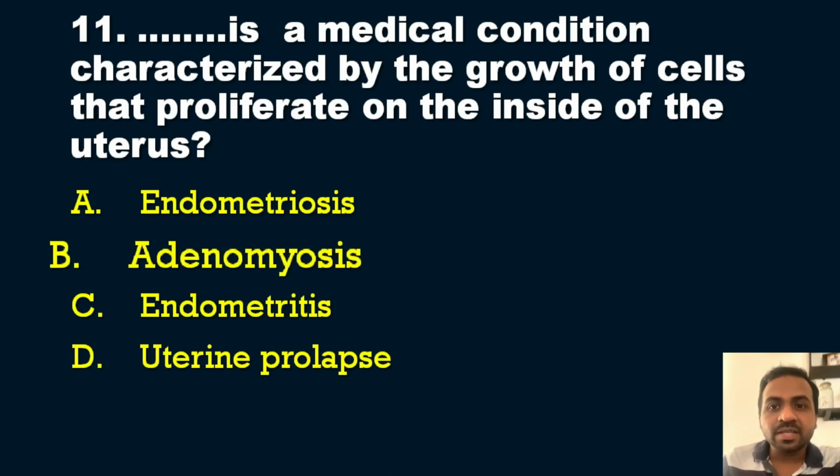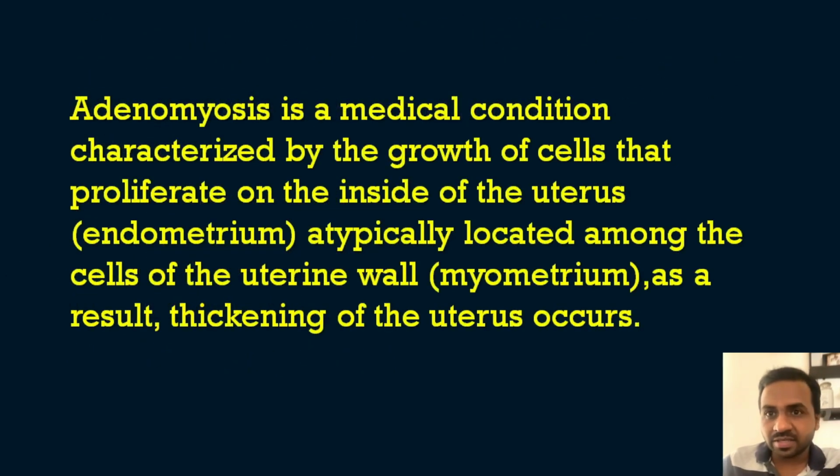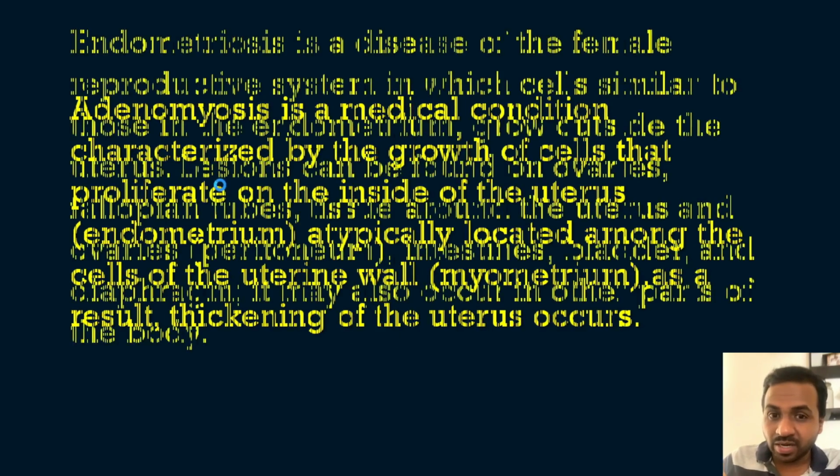The answer for this question is option B, adenomyosis. This is not endometriosis, and we can see the difference in the explanation session. Adenomyosis is a medical condition characterized by the growth of cells that proliferate on the inside of the uterus, that is the endometrium, atypically located among the cells of the uterine wall, that is in the myometrium itself. As a result, thickening of the uterus happens. That means the uterus will become bulky. That is adenomyosis.